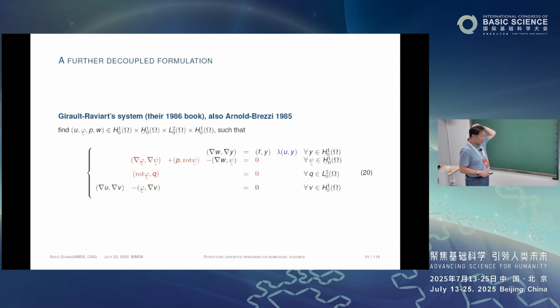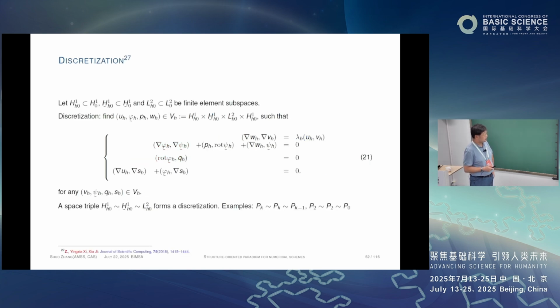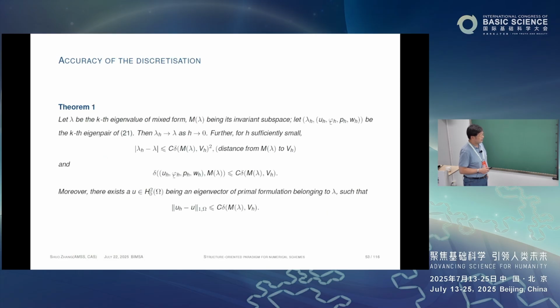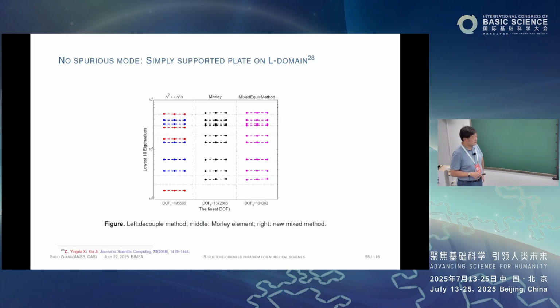And then we can subdivide this big system into several subsystems. The first line is Poisson, the second line is Stokes, and the last line is Poisson. This formulation is equivalent to the original formulation, and we just use the standard finite element to solve. And okay, we just show you this picture. This line is computed by this new mixed formulation, and every eigenvalue corresponds to one of the Morley element results.